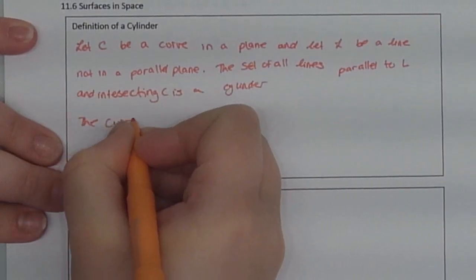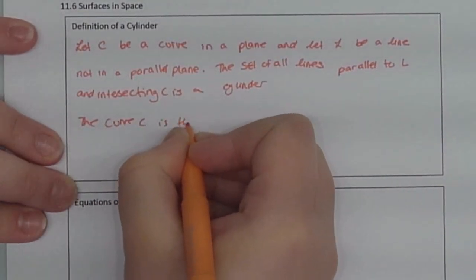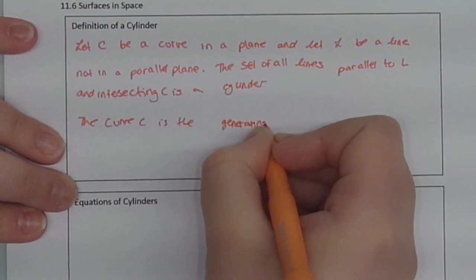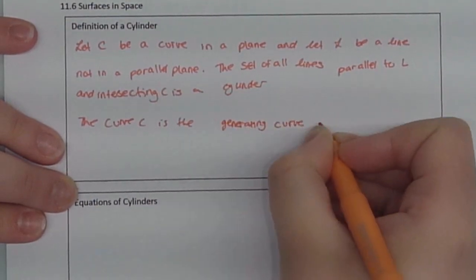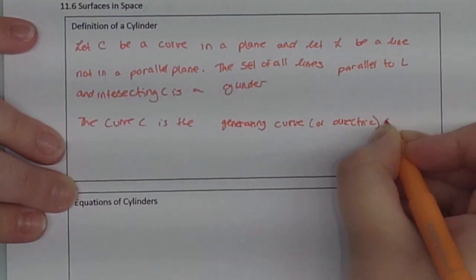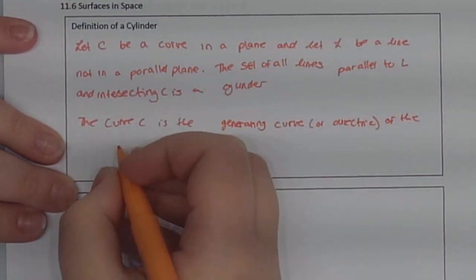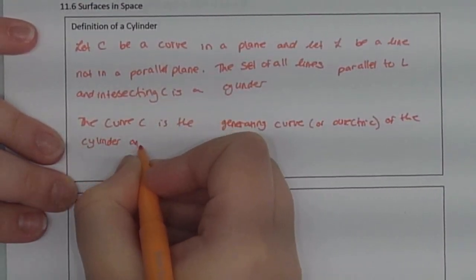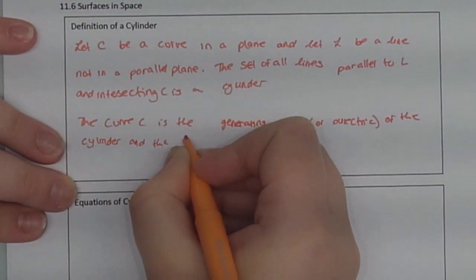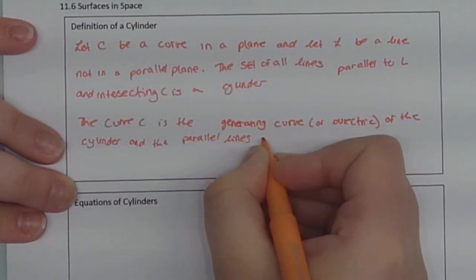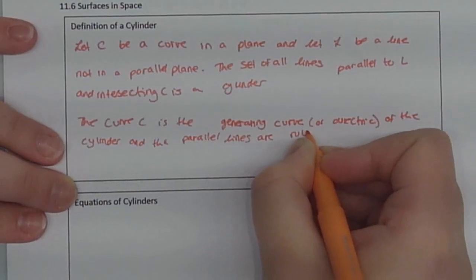The curve C is the generating curve, or the directrix of the cylinder, and the parallel lines are rulings.